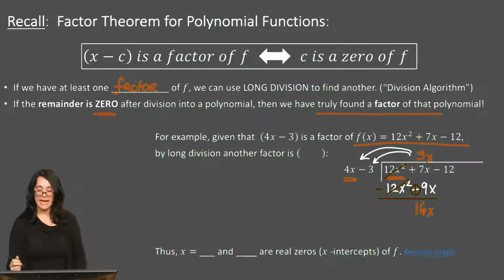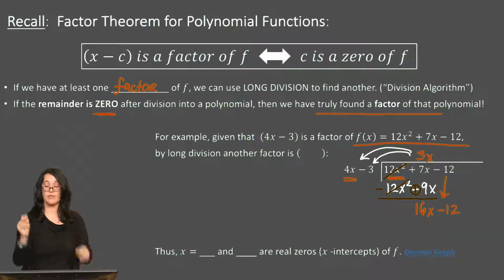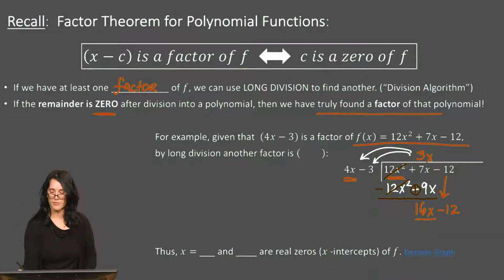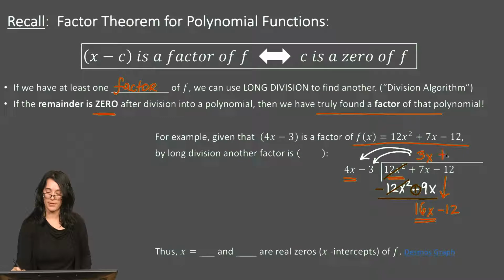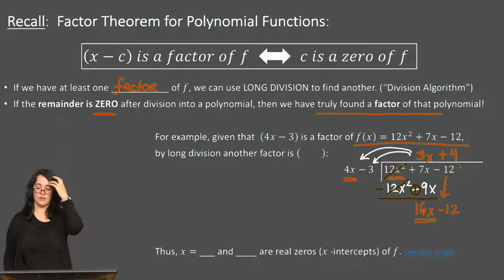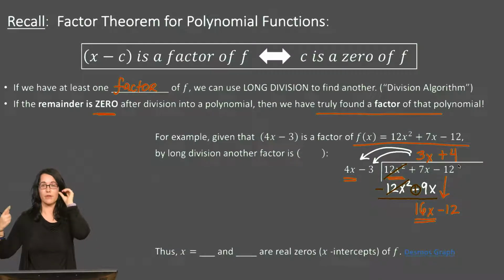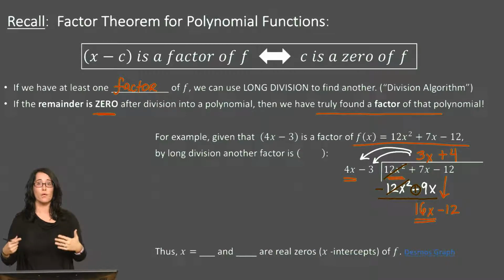Okay, now that we have that 16x, let's bring down our next term, which is negative 12. Great. Well, at this point, we repeat our algorithm. We say the leading term only, 4x, goes into the leading term 16x how many times? Yes, that is correct, positive 4. So I put that above its like term. Then I repeat the algorithm one more time. We continue until we get a remainder, either of 0 or of something else.